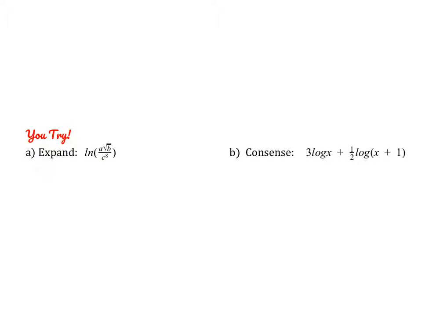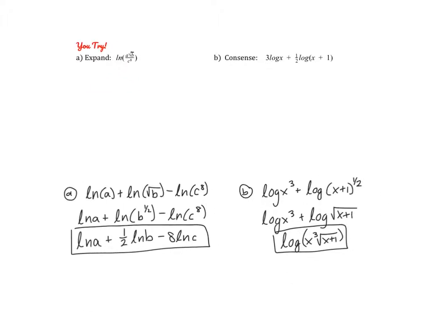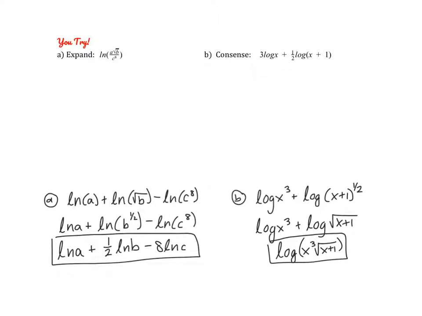Okay, see if you can pause the video and try to expand part A and condense part B. Okay, let's check your work here. So when we're expanding, we should have a separate logarithm for A, square root of B, and C to the 8th. And then it's just a matter of creating an exponent and then moving our exponents to the coefficient. Make sure natural log of C to the 8th is negative.